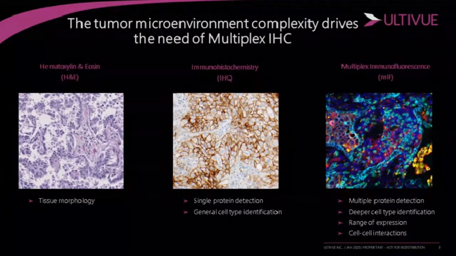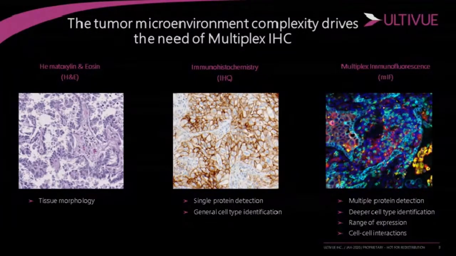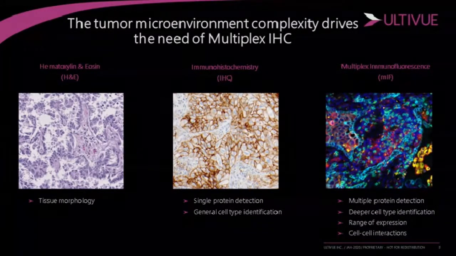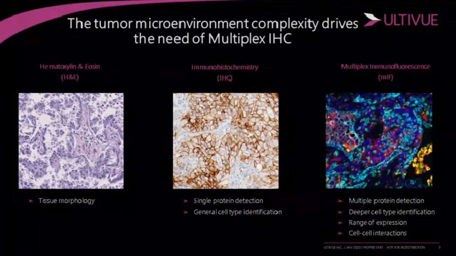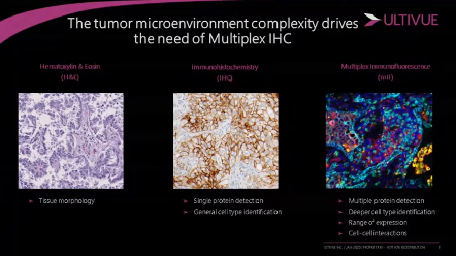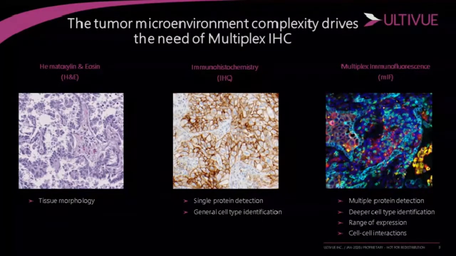So from this, you immediately understand that multiplex IHC is able to overcome the limitation that I just described, because it allows multiple marker detection and a deeper cell type characterization. Also, since we now work with fluorescence, we can add the range of expression of each of the biomarkers we are looking at, and looking at multiple cell subtypes, we can also now assess their spatial interactions.